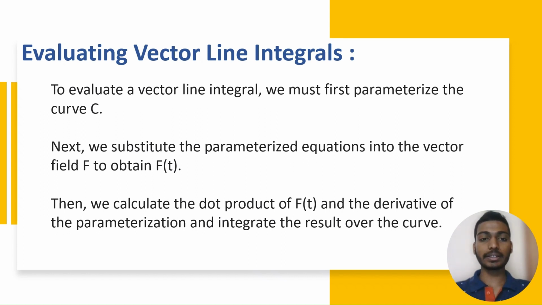Evaluating vector line integrals. To evaluate a vector line integral, we must first parameterize the curve C. Next, we substitute the parameterized equation into the vector field F to obtain F of t. Then we calculate the dot product of F of t and the derivative of the parameterization, and integrate the result over the curve.